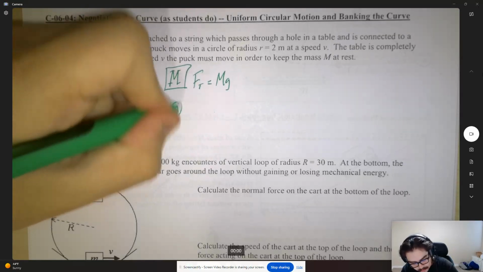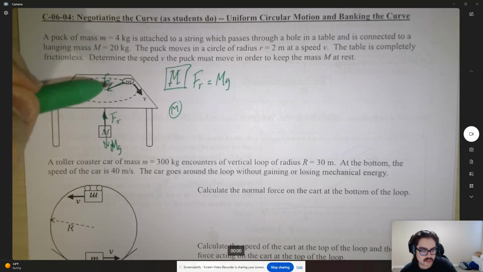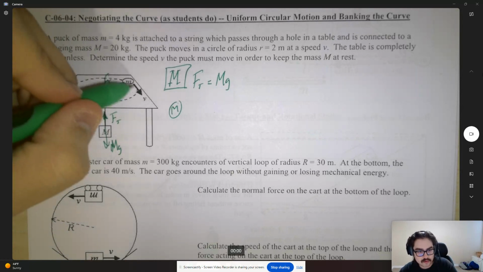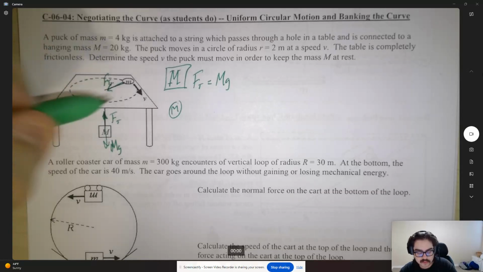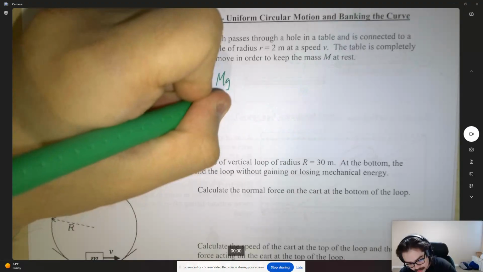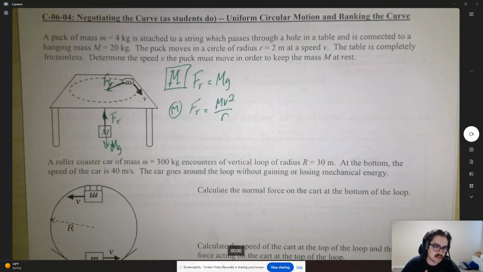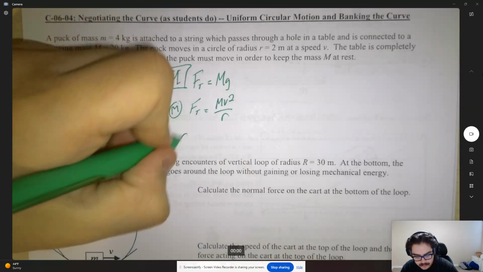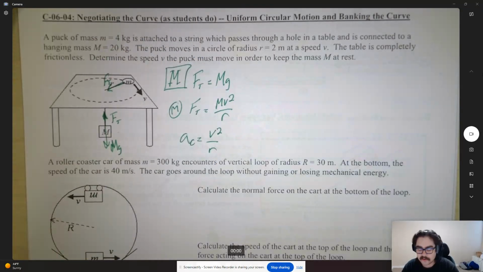So for the puck, instead of saying just this, because we know this is true, I'm going to use that the tension in this string is providing the circular motion to the puck. The puck is going to move in a circle, and this is the centripetal force that's causing it to move in a circle. So the tension force acting on the puck is equal to mv squared over r, or m times a sub c. This is just the centripetal force equation. If I did m a sub c, a sub c is just v squared over r, so it doesn't really matter.